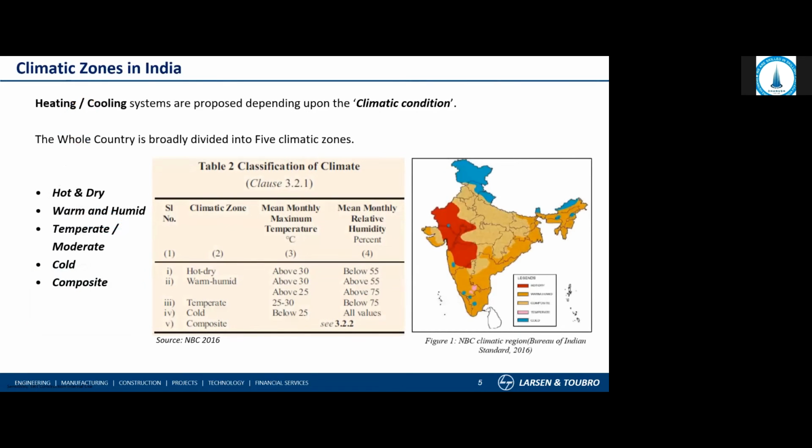So as I said, India is a vast, large country, so it is divided into a lot of different climatic zones. If we refer to the National Building Code of India, it defines 5 key climatic zones: hot and dry, warm and humid, moderate, cold, and composite. Depending upon the ambient temperature and the humidity range, it classifies all these climatic zones.